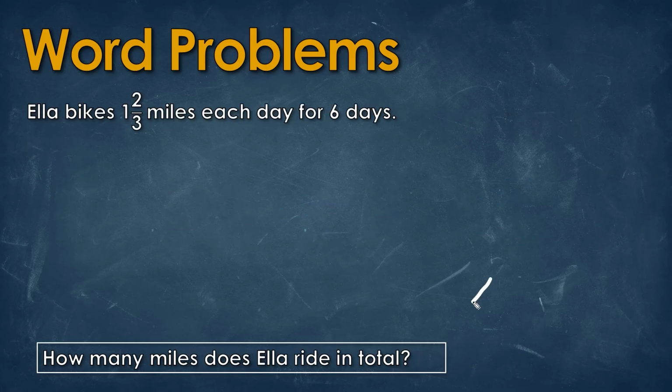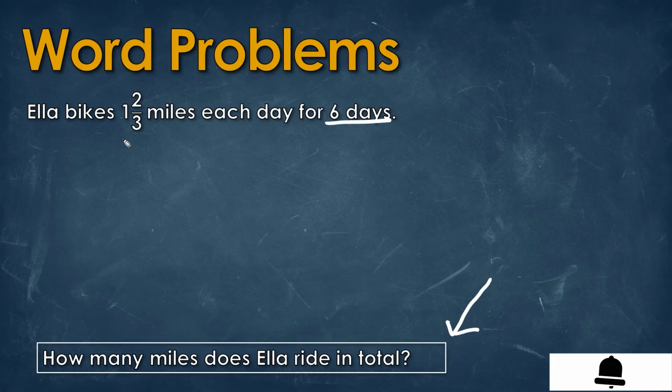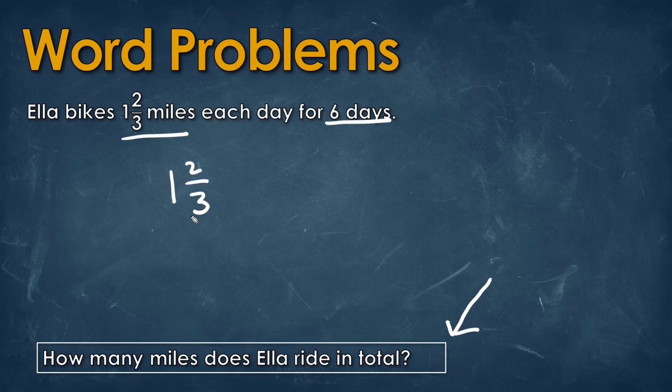Now this question is asking how many miles does Ella bike in total? Well, it seems like each day she bikes 1 2/3 of a mile. And what we're going to do is multiply those values. But we have this 1 and 2/3. We have to turn this into an improper fraction.